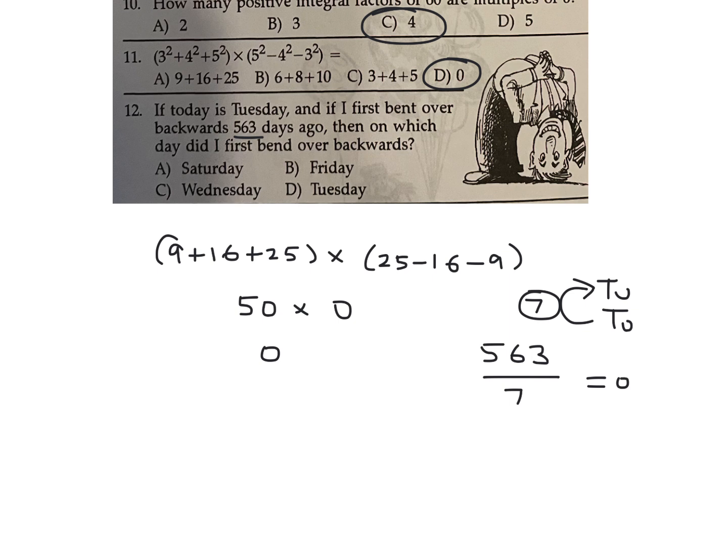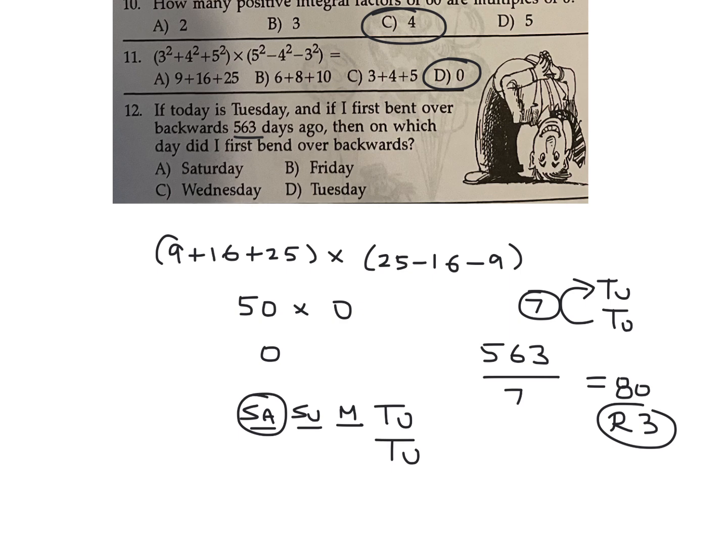I think it's 80 with a remainder of 3. So what that means is that if I had a Tuesday, I go back to Tuesday, but then I go back another 3 days because the remainder is 3. So Monday, Sunday, and Saturday. So Saturday is where I actually go back to. So the answer for number 12 would be A.